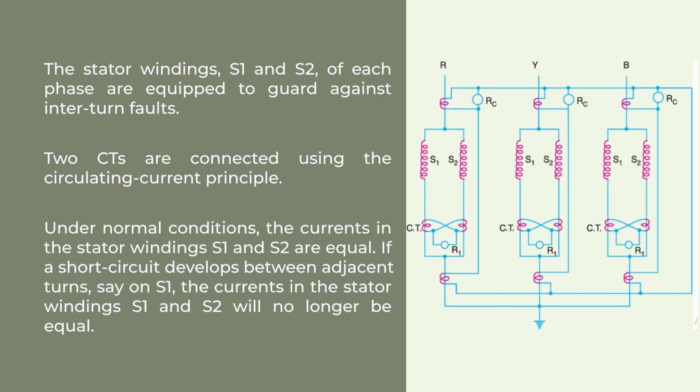This imbalance induces unequal current in the secondary of the CTs, causing the difference in this current to flow through the relay R1. The relay then activates, closing the contact to disconnect the generator from the system and thus protecting it from potential damage.